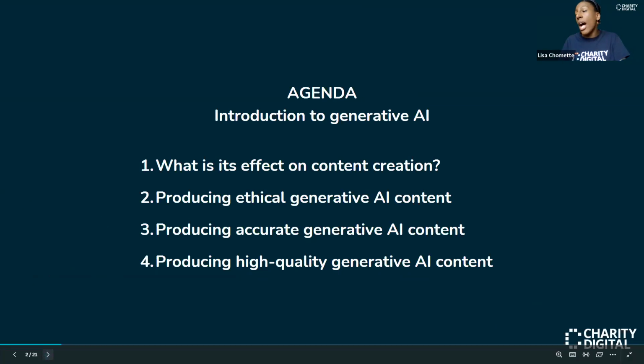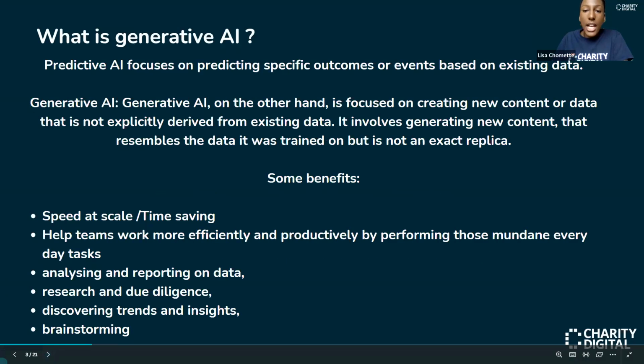So we'll go quickly over an introduction to generative AI, its effect on content creation, and how we can go about producing ethical, accurate, and high quality generative AI content. First of all, what is generative AI? We use AI every day, as most of you probably know. Sometimes we don't even know it, but things like Google Maps, search engines, email marketing, predictive text in messages, and Netflix and Meta algorithms all rely on some sort of artificial intelligence.